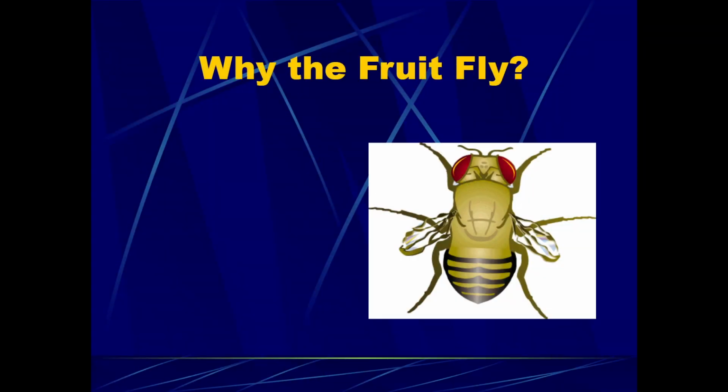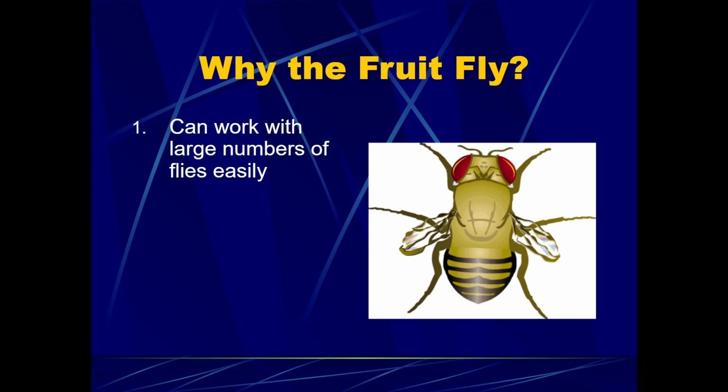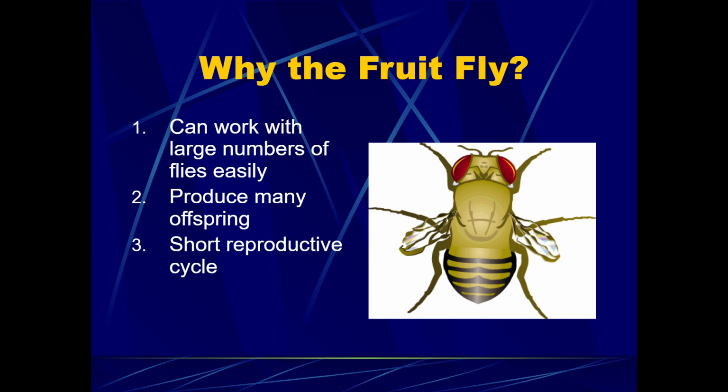Why did he study the fruit fly? Well, you can work with large numbers of flies easily. They're very tiny. They also produce many offspring very quickly in short amount of time. They have a very short reproductive cycle, a matter of hours. They also had traits that were easy to study, such as shape of the wings or colors of the eyes or stripes on their abdomen. And they also only had 4 pairs of chromosomes.